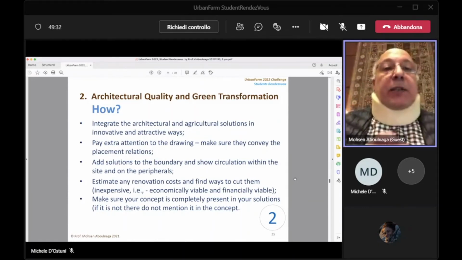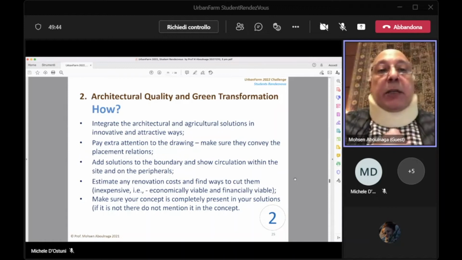Estimate any renovation cost. Find ways to cut them. Inexpensive, economically viable, and financially viable. Remember these terms. Make sure that your concept is completely present in your solutions. Always make a checklist that your concept is completely presented in every solution. If it is not, you do mention them in the concept.